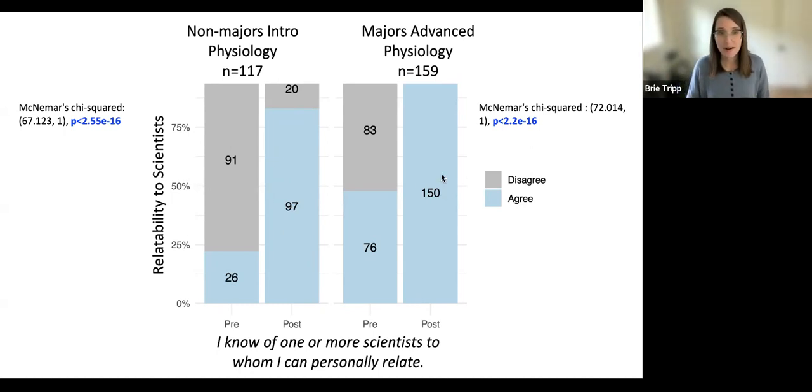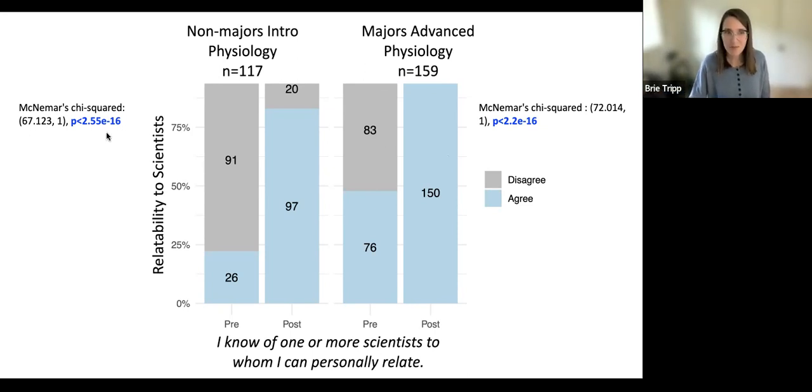And then for our advanced majors, we had about half and half. Half of the students said that they could personally relate to a scientist, which makes sense because these students were upper division science majors, many of them pre-med, many on their way into some kind of science field. But we still had half that said they couldn't personally relate. And then after, 100% of them said they could.